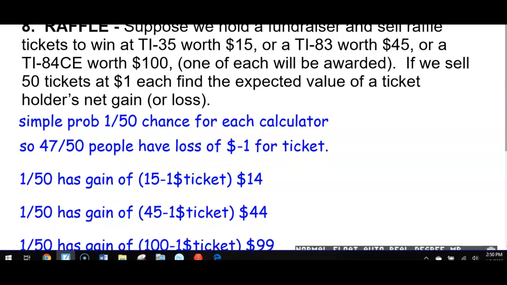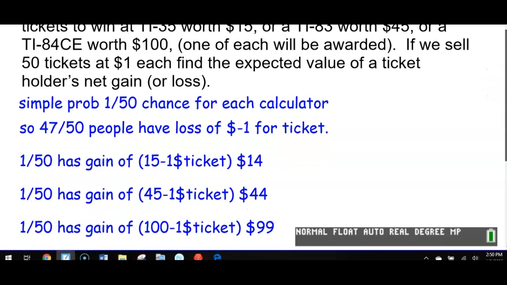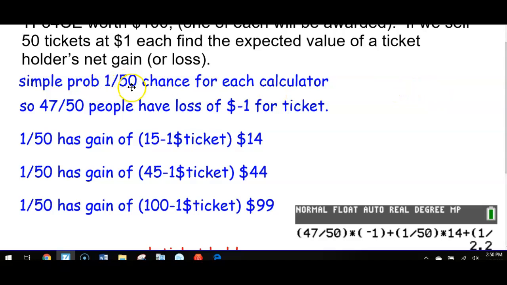So what we're saying is the chance that you win a calculator is 1 out of 50 for each calculator. And so 47 out of the 50 people are going to lose their ticket price of $1. So we have 47 out of 50 people. Whoops, I can't write. 47 out of 50 people are going to lose $1. And then 1 out of 50 people is going to gain a $15 calculator, but they still had to pay the dollar ticket price, so they really only gained $14.